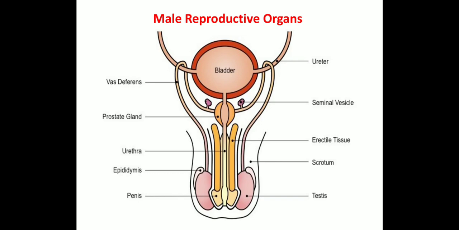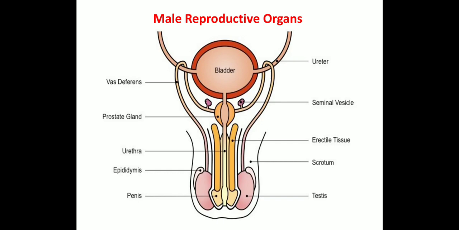These testes are located inside the scrotal sac. What is a scrotal sac? It is a bag-like structure that holds the testes outside the abdominal cavity of the body. Testis produces millions of sperm which are very small in size. Each sperm has a head, a middle piece and a tail. And the tail helps the sperm to swim.